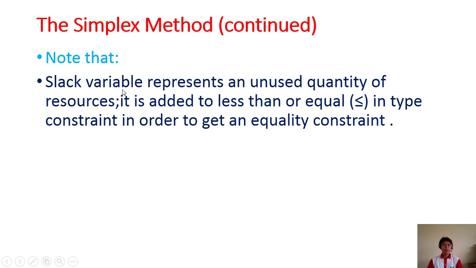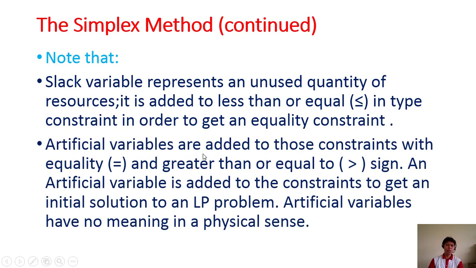Continuation, we note that slack variables represent an unused quantity of resources. It is added to a less than or equal type constraint in order to get an equality constraint. Artificial variables are added to those constraints with equality and greater than or equal to sign. An artificial variable is added to the constraint to get an initial solution to an LP problem. Artificial variables have no meaning in the physical sense, so they're just artificial variables.